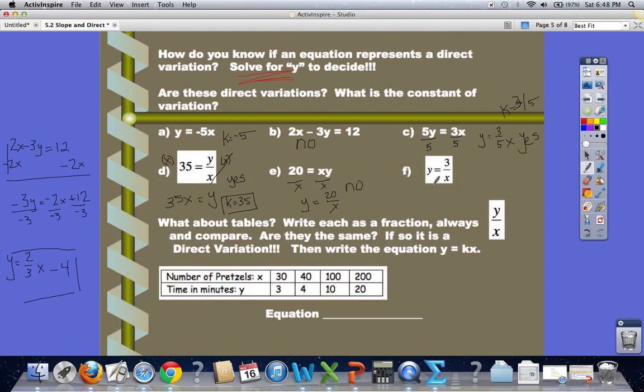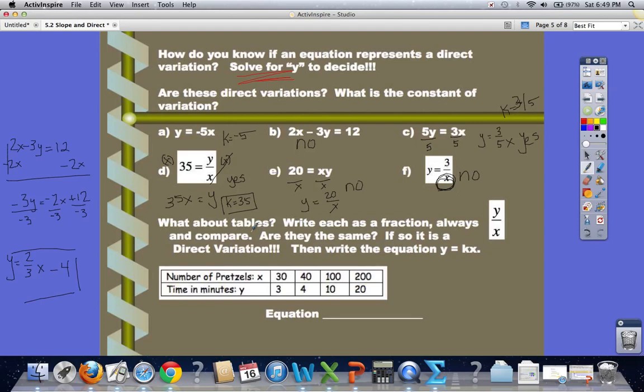All right, and the last one, similar problem. This is already solved for y, and we have an x in the bottom. If we multiply both sides, we get xy equals 3. That still doesn't help us. This is a no. Cannot have the x on the bottom. Okay? All right, what about tables?